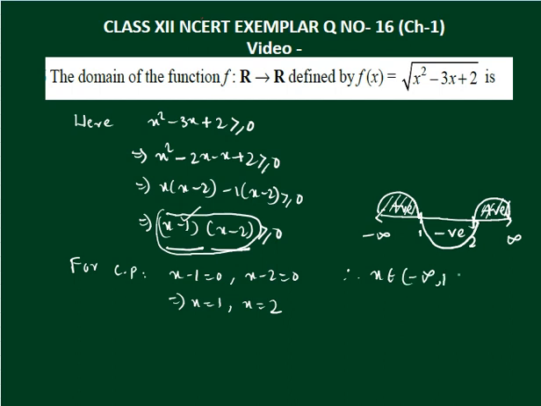Here the bracket is a small bracket at minus infinity, and since it can be equal, it will be a big bracket on this side, union of 2 to infinity. Here a big bracket and here a small bracket. So this is the domain of this function. So I think this will help you in understanding.